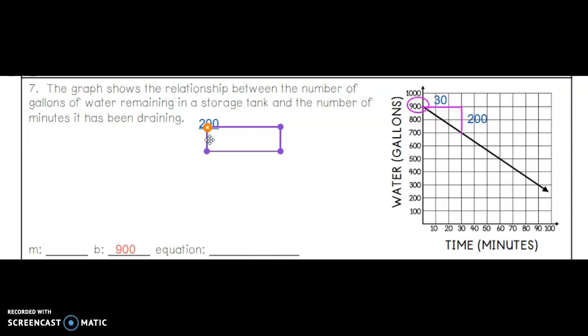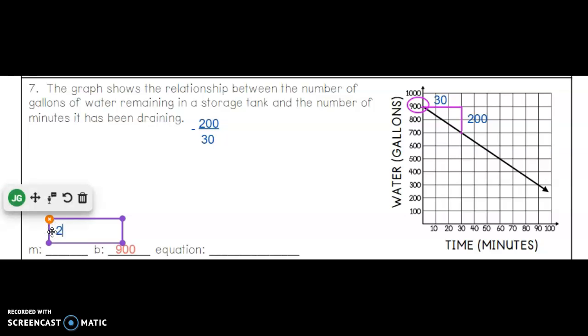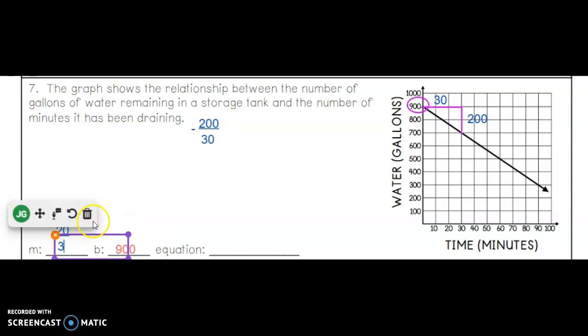And let's put that together as our rise over our run. So 200 divided by 30, and this is a negative slope because we are decreasing left to right. We're going to knock off those zeros, and we're going to simplify our slope of negative 20 over 3. So this is our rise over run is negative 20 over 3.